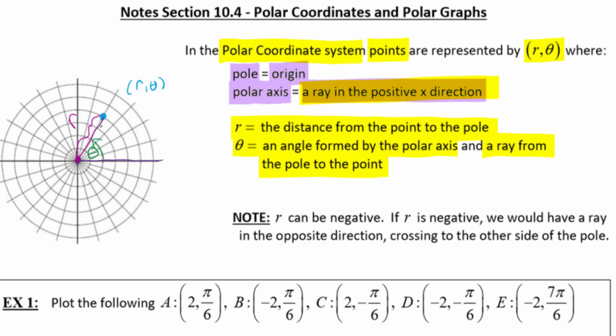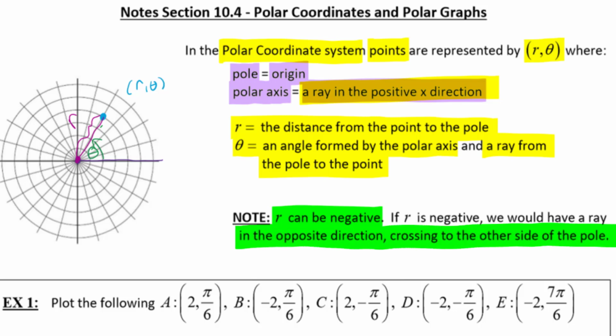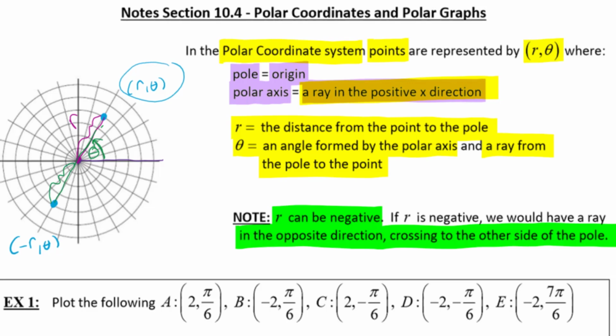Now please note that r can be negative. If r is negative, what we do is we have a ray in the opposite direction crossing to the other side of the pole. If I wanted to draw this same point with that same angle, but having r negative, this would be negative r comma theta, because the angle, notice, would be the same. It would be this angle, but then I would have to cross the pole to draw that distance r.